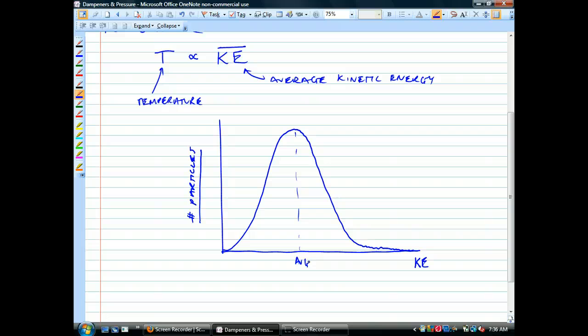It doesn't mean that all the particles have the same energy. They don't. Remember, that would be a very low entropy situation if all the particles had the same energy. If you start with all the particles with the same energy, they will naturally spread out randomly so that you get something like this. This is the natural distribution according to the second law. So what happens as we heat it up? As we heat it up, we get something more like this.